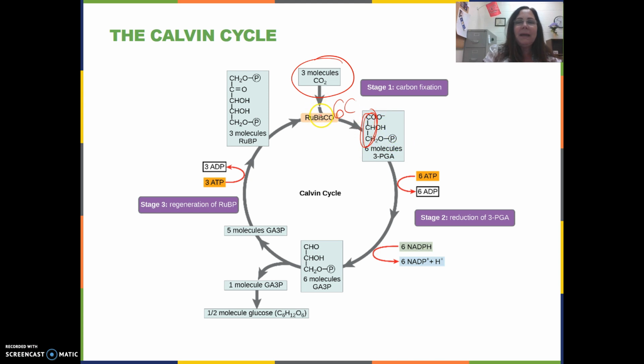So if they were going to make 3 molecules of this 6-carbon compound, which is what would happen if 3 molecules of CO2 combined with 3 molecules of RUBP, CO2 has 1 carbon, RUBP has 5 carbons. So they would make 3 molecules of a 6-carbon compound. The problem is that it immediately splits up. So you end up with 6 molecules of 3-PGA.